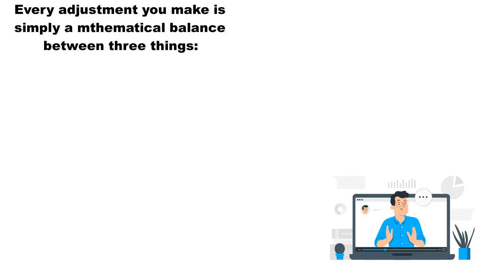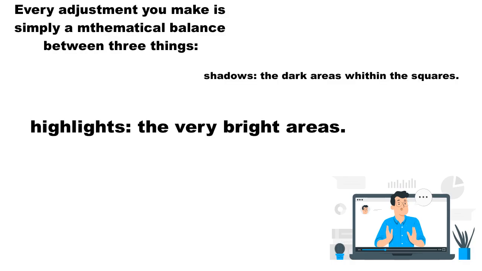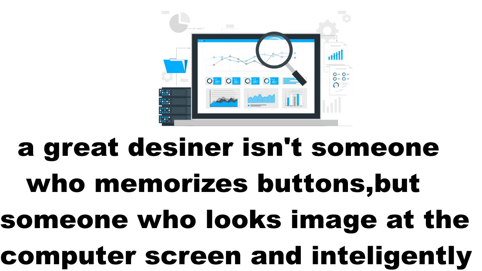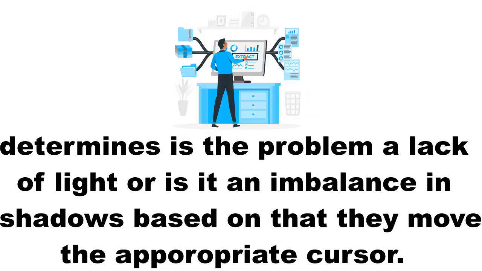Every adjustment you make is simply a mathematical balance between three things: shadows, the dark areas within the squares; highlights, the very bright areas. A great designer isn't someone who memorizes buttons, but someone who looks at the image on the computer screen and intelligently determines, is the problem a lack of light? Or is it an imbalance in the shadows? Based on that, they move the appropriate cursor.